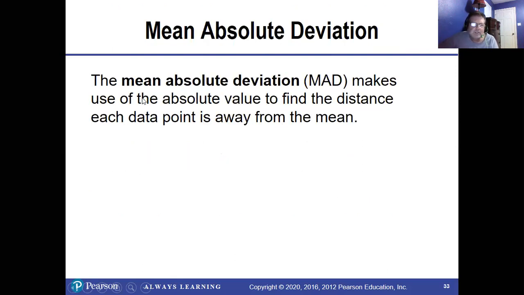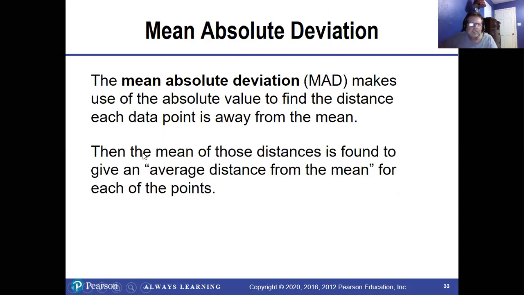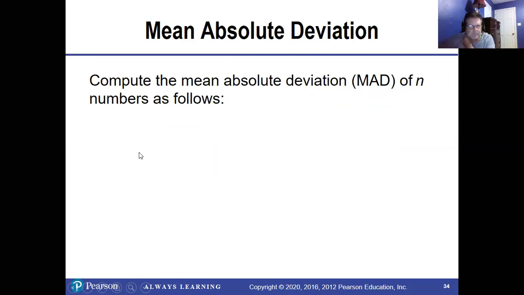To be able to get to standard deviation, you first have to start with the mean absolute deviation. It makes use of the absolute value of the distance each data point is from the mean. Then the mean of those distances is found to give an average distance from the mean for each of those points. Here's how you compute it.